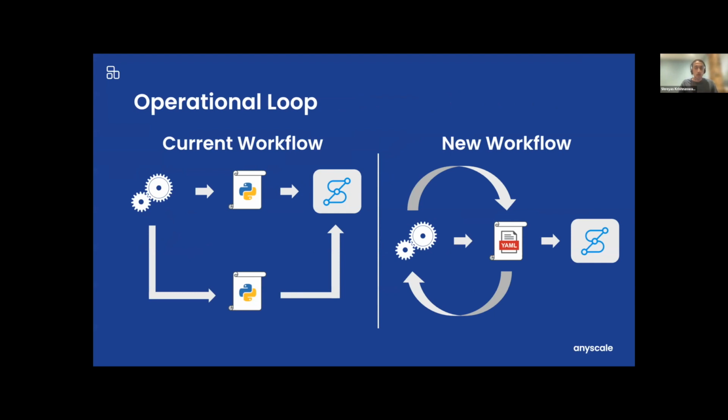When we compare these two workflows, the current workflow and the new one, the difference is in the operational loop. In the current workflow, we're using Python scripts to make incremental updates to our serve application. But in the new ops-friendly workflow, we're accumulating all of our config changes into one config file, and we're applying that file directly to the serve application.